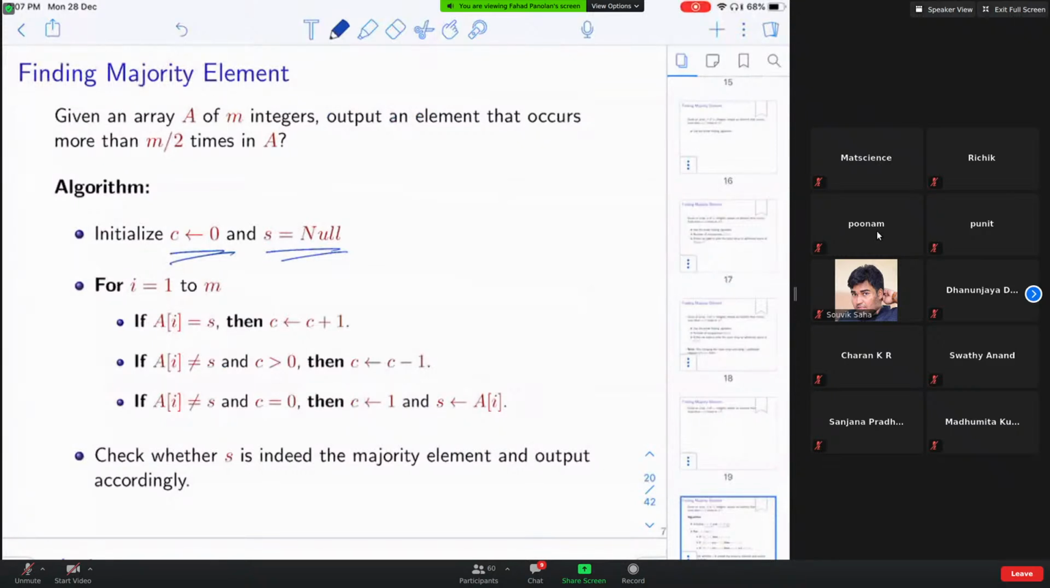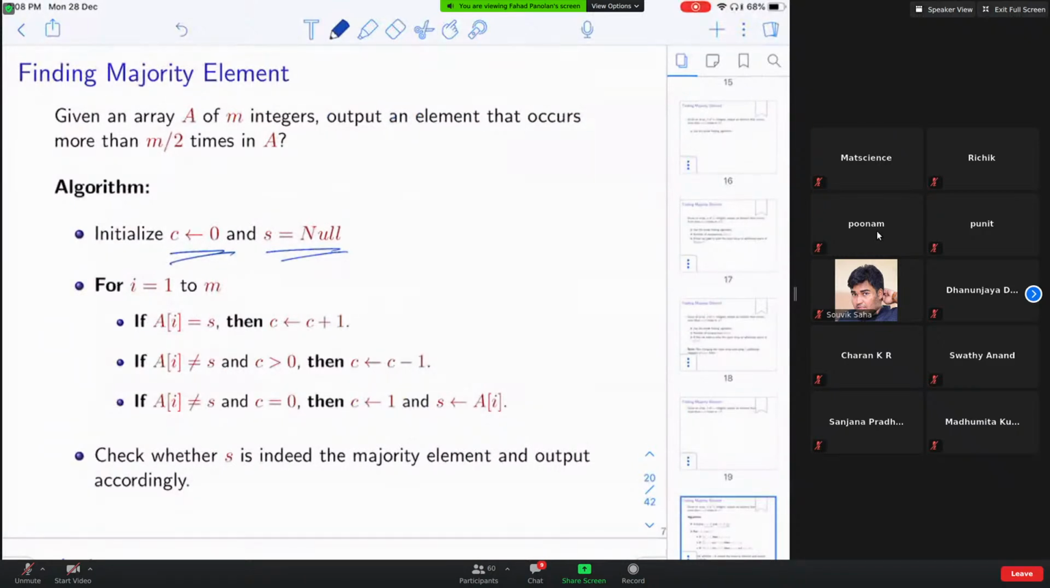And then if that element comes again, you increment the counter. If some other element comes, you decrement the counter. And if at some point the counter value is 0 and you get a new element, like in the array you just pass to the next element, and at that point the counter value is 0, then the algorithm makes a correction. The algorithm says, maybe what I stored in S is not the correct candidate, so just forget about that element and pick the next element as the potential candidate for the majority element.